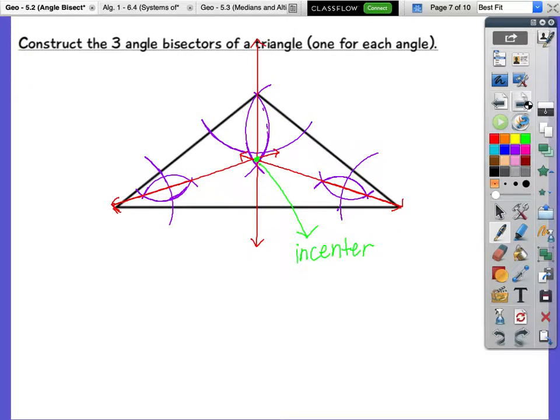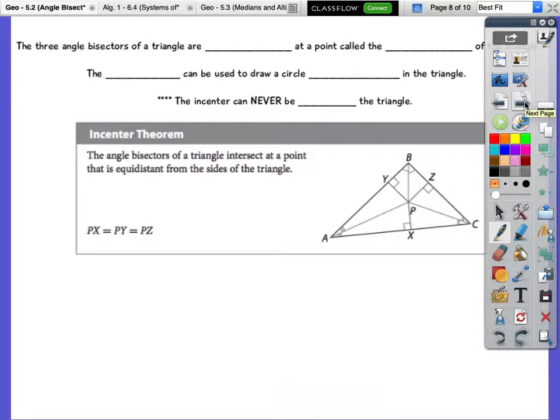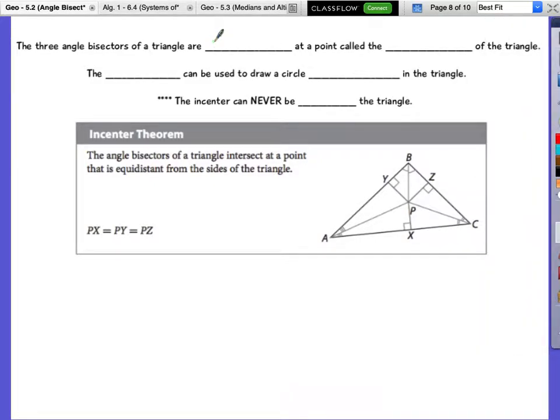I'm going to move down to right below this. We'll fill in some facts here. The three angle bisectors all meet at a point. We called that concurrent. The three angle bisectors of a triangle are concurrent, meaning where three or more lines meet at a point called the incenter. That's where they all meet together. Make sure we're writing this down in our notes. It's called the incenter of the triangle.